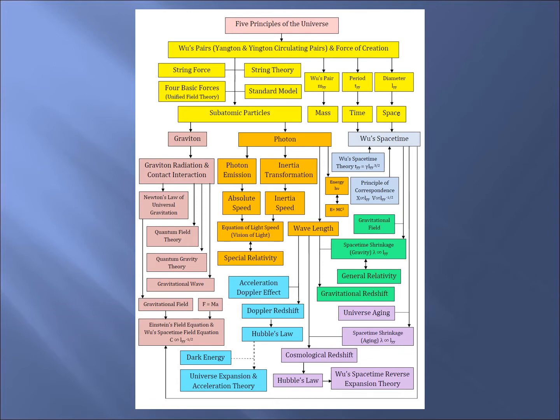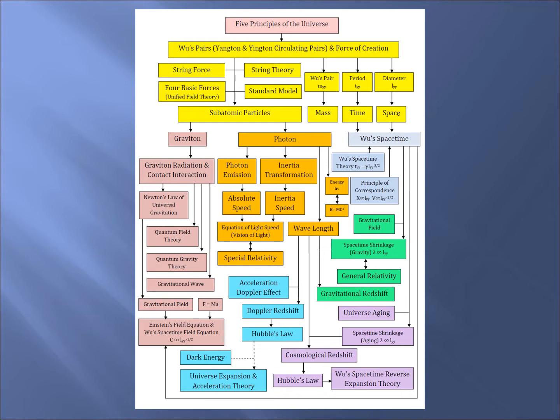Although my Yangton and Yington theory is only a hypothetical theory, it can be used to explain almost everything in the universe. It is the theory of everything. This diagram is a raw map of Yangton and Yington theory. I will follow this diagram to give an introduction. As you can see, for better presentation, different colors are used for different subjects.